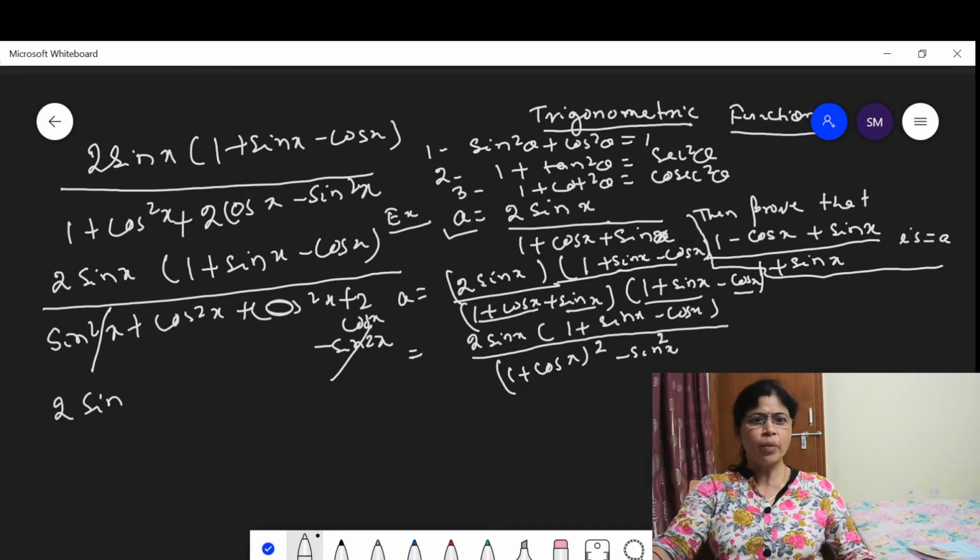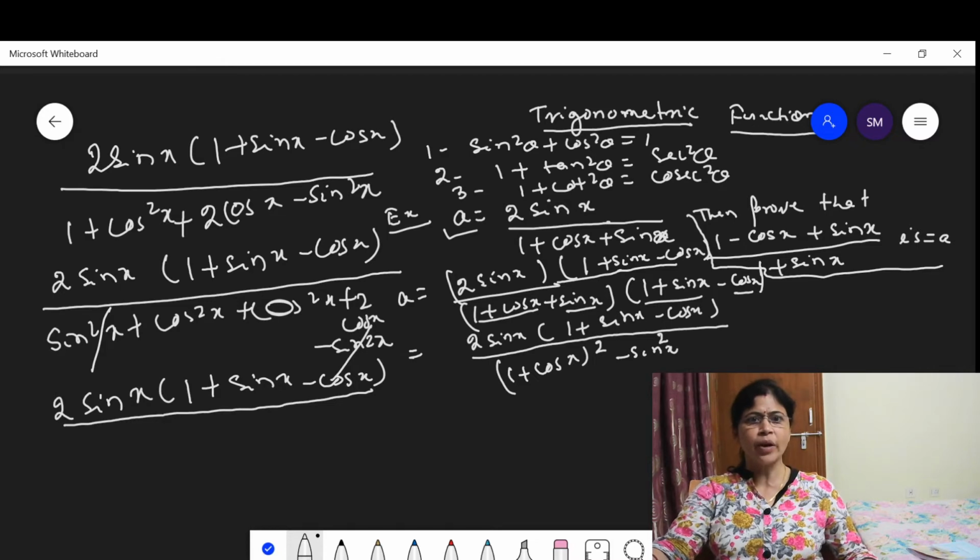Then in the numerator this is 2 sin x into... Please students, be careful when you solve the questions. Be careful about the signs. A single mistake gives you a wrong answer, and then you are puzzled and cannot solve it. Here cos square x plus cos square x is 2 cos square x, plus 2 cos x. So 2 cos square x plus 2 cos x.